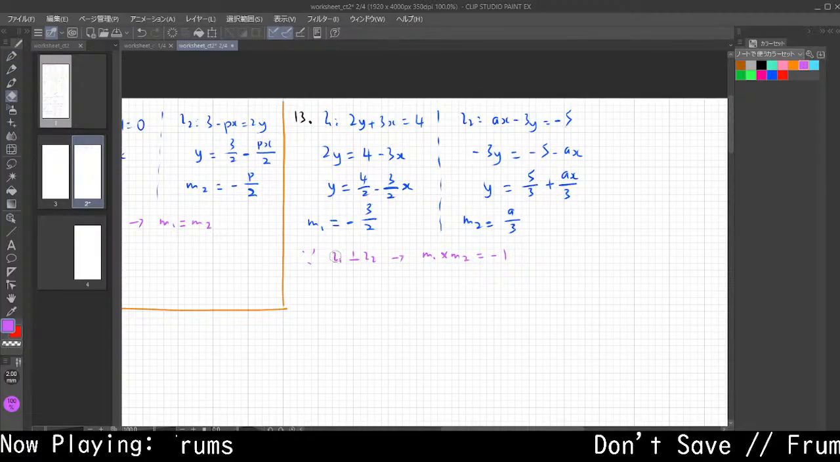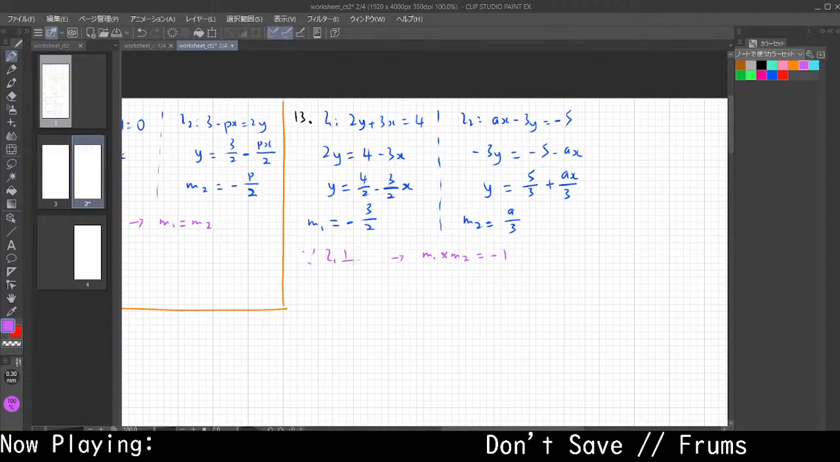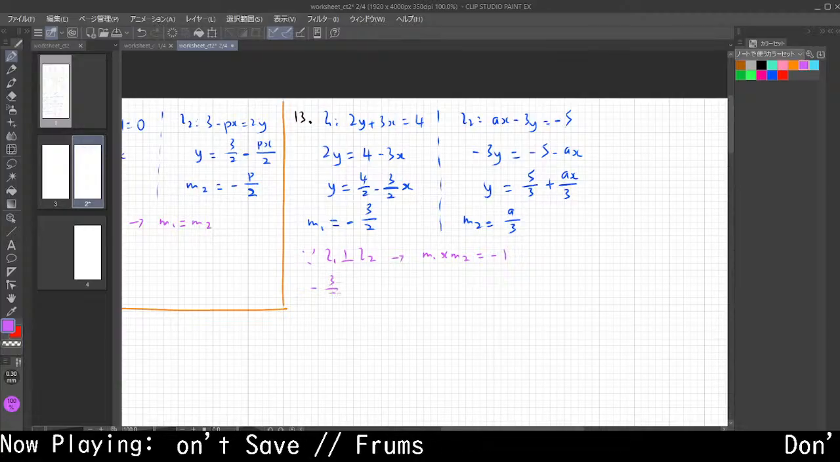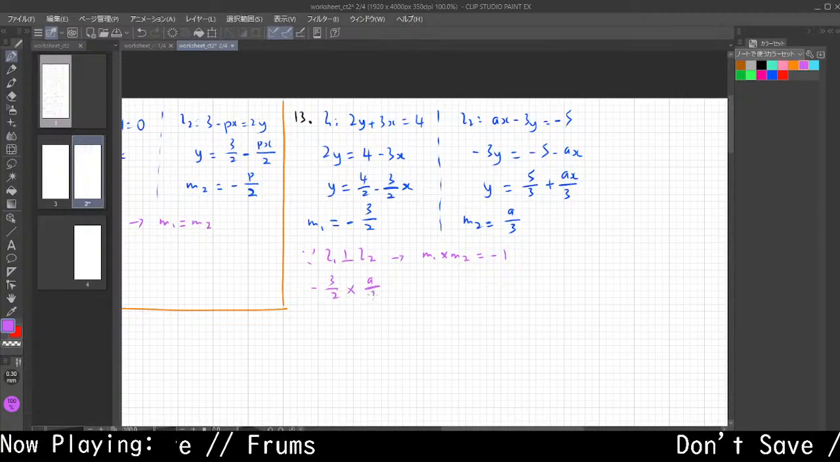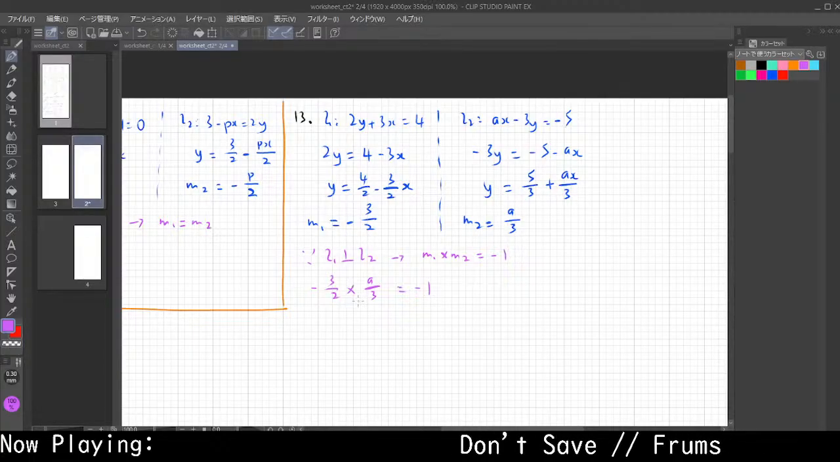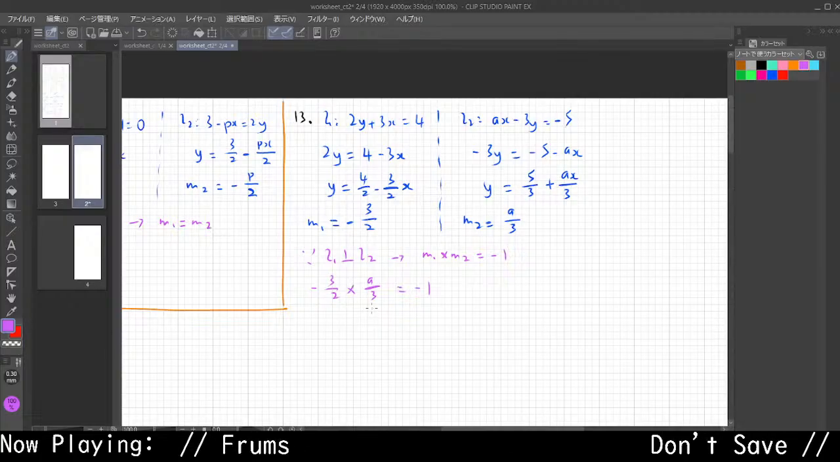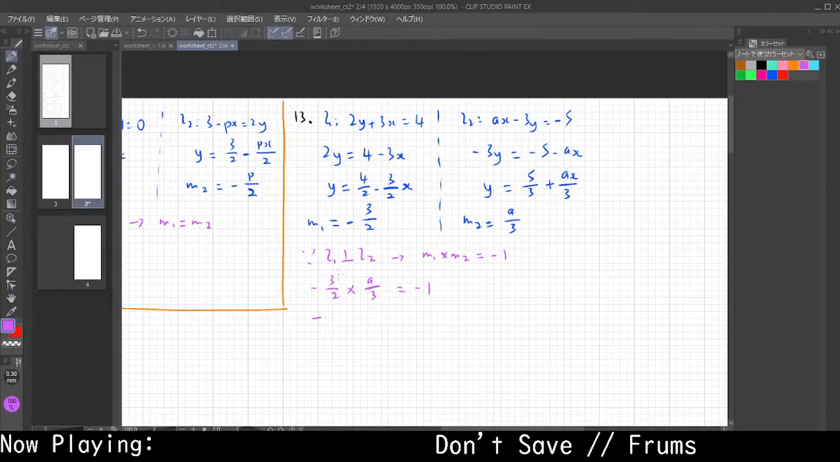Okay, so this will be L1 and L2. Therefore m1 times m2 equals -1. So you just combine them together. -3 multiplying your a over 3 should be equal to -1. Since these are two fractions multiplying together, multiplying fractions means top multiply top, bottom multiply bottom. So the negative is still here. 3 times a is 3a, 2 times 3 is 6.